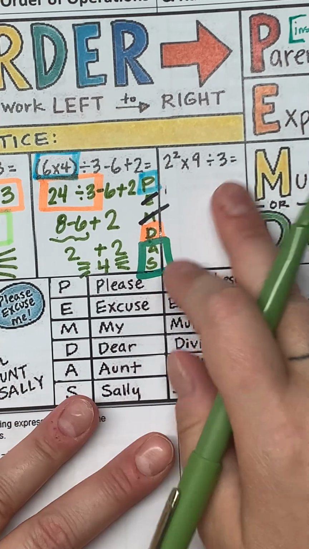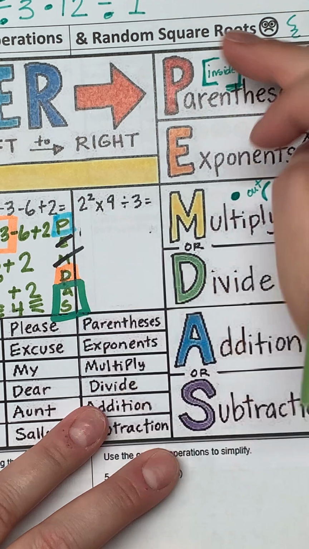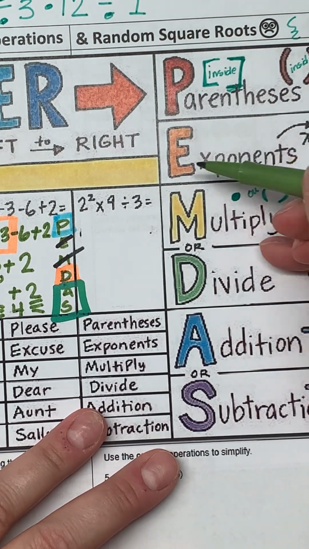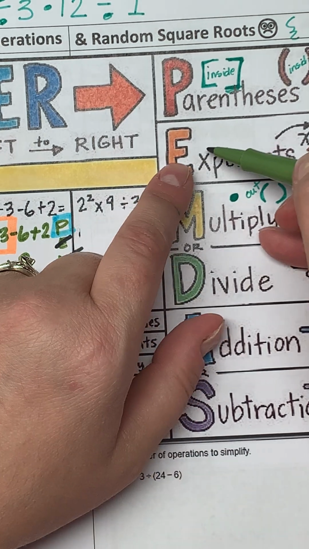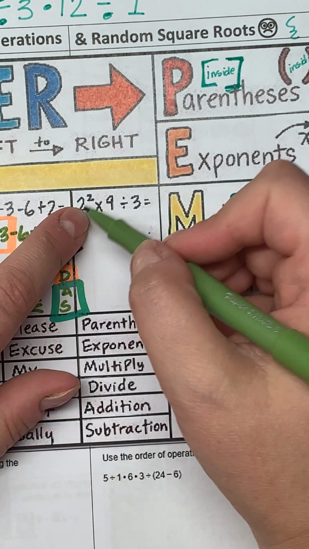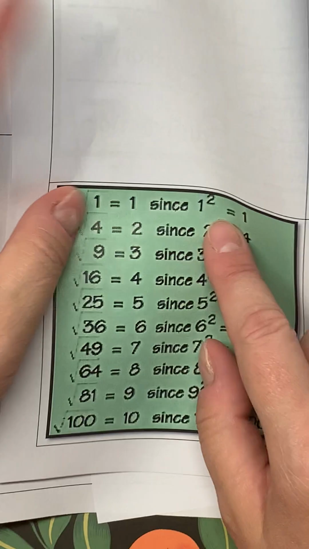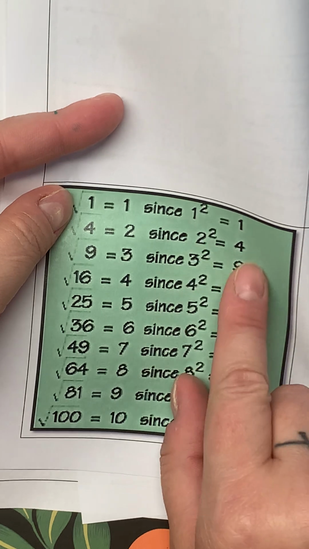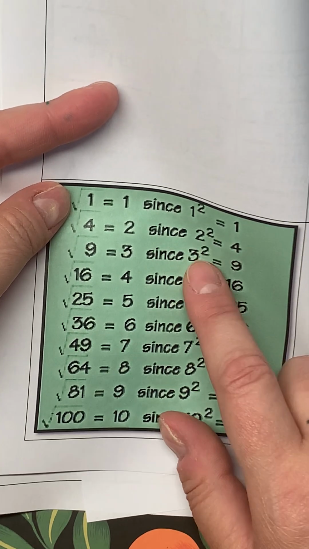Okay, let's look at this guy. If I were to think of PEMDAS, there's no P, okay? There's no E, exponent. Oh, there is an exponent. Look at that, 2 squared. That means 2 times 2. Or, if you look back here, it has all the squares. Like 1 squared is 1. 2 squared is 4, because it's 2 times 2. 3 squared is 9 because it's 3 times 3.